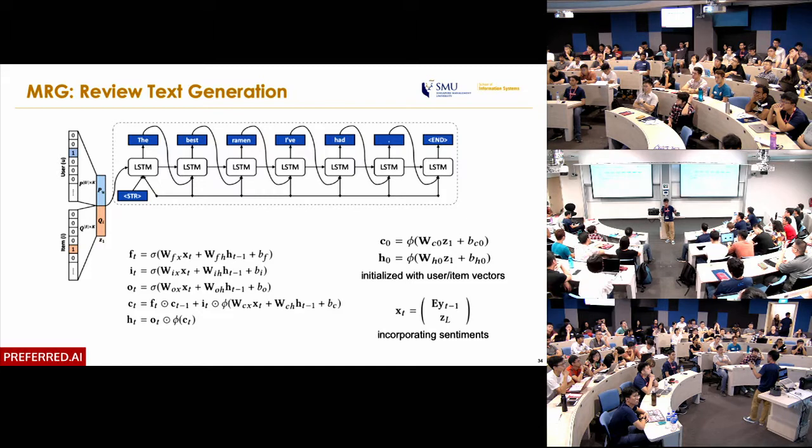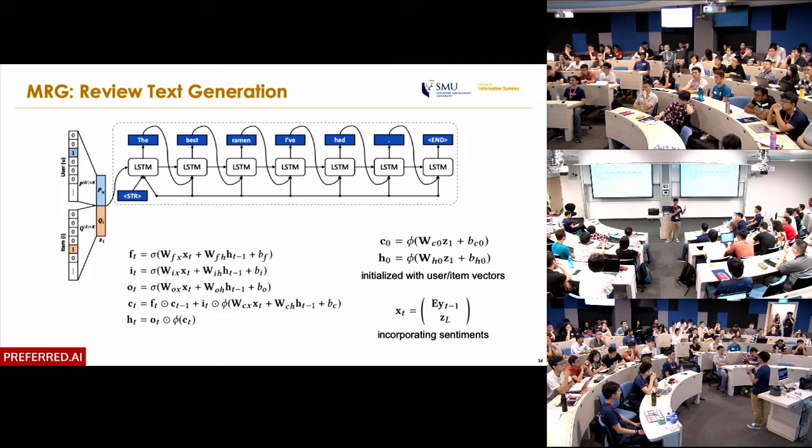So what we hope is that we input the user and item embeddings at the input of the net. Then during the training, the supervised information from the text data backpropagates to the embeddings. So the embeddings of the user and item are going to capture more information from the text data. So that's the idea of this review text generation process.